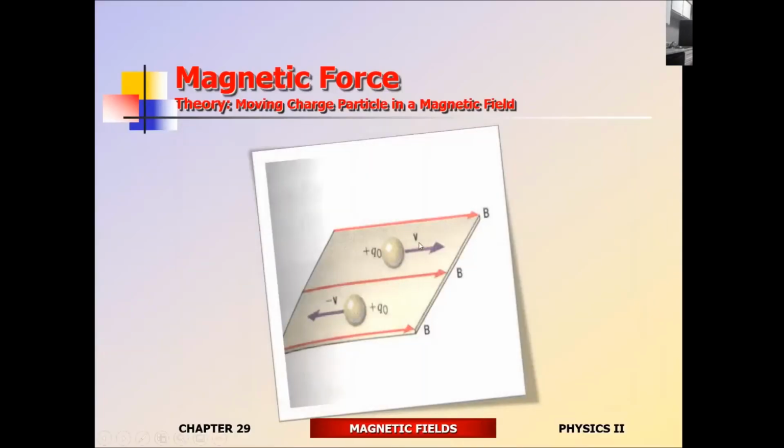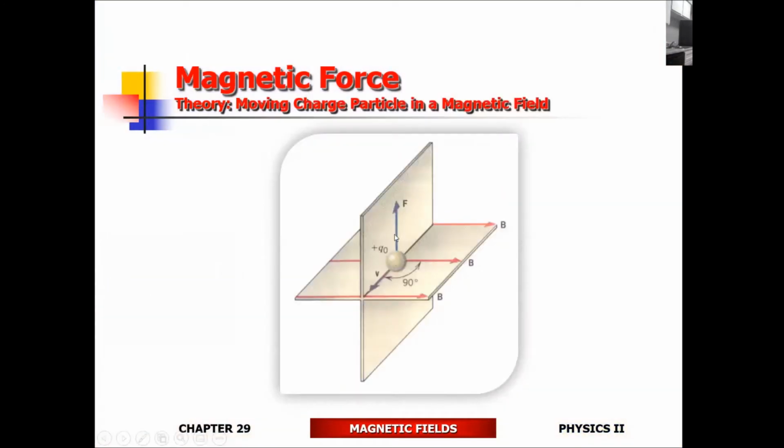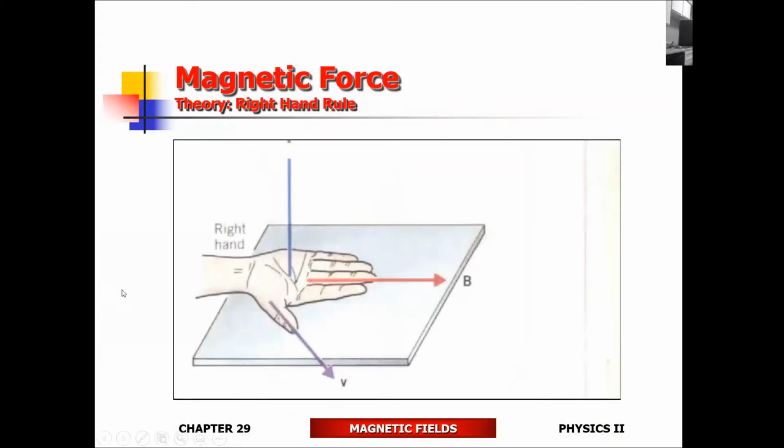So the static charges will not experience any sort of magnetic effects. If the charge is moving parallel to the magnetic field, once again, nothing happens. If the charge is moving across the magnetic field, it's going to get deflected at an angle, which is 90 degrees to its motion. So this particle is moving from left to right.